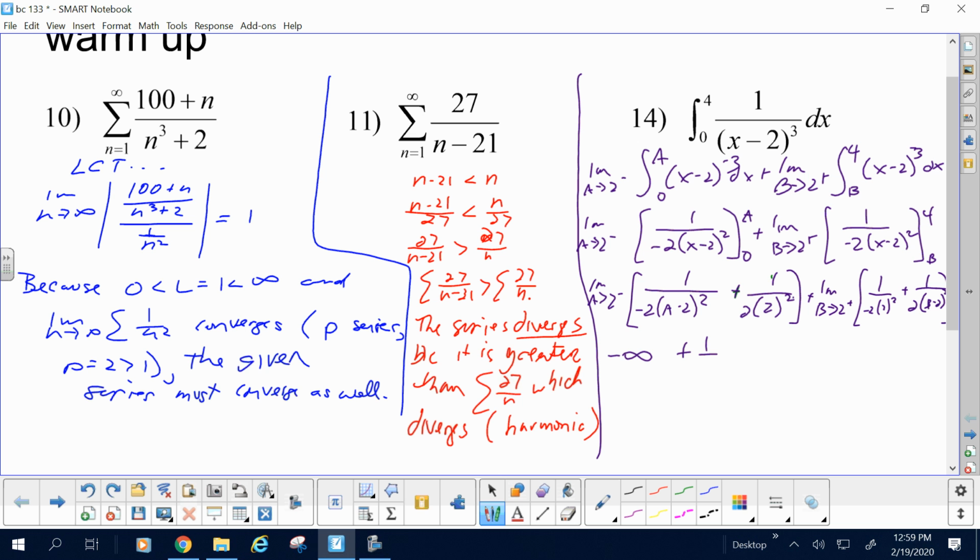Plus 1/8. Minus 1/8. Big minus 2 is little squared. 1 over little positive little squared is? Big positive. Negative infinity plus infinity, or infinity minus infinity, is indeterminate, and there is no more to do.